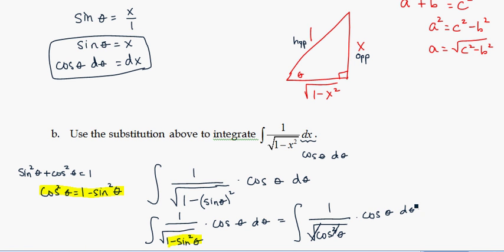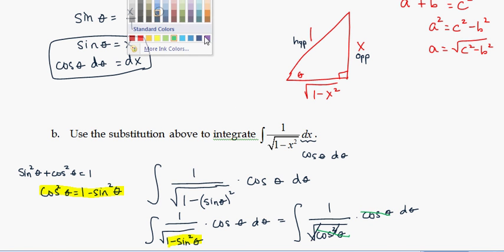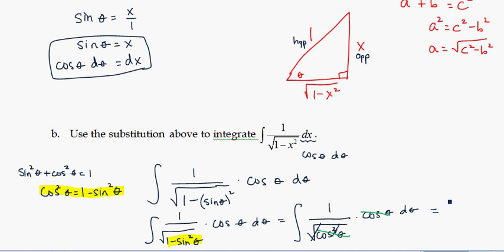cancel. And so we're just left with 1 over cosine times cosine. But of course, that cancels also. So we've got all sorts of things canceling here. I'll use different colors. Now I've got cosine canceling with cosine. And after all is said and done, I'm really just left with the integral of, there's nothing left, just a 1. So I've got 1 d theta.